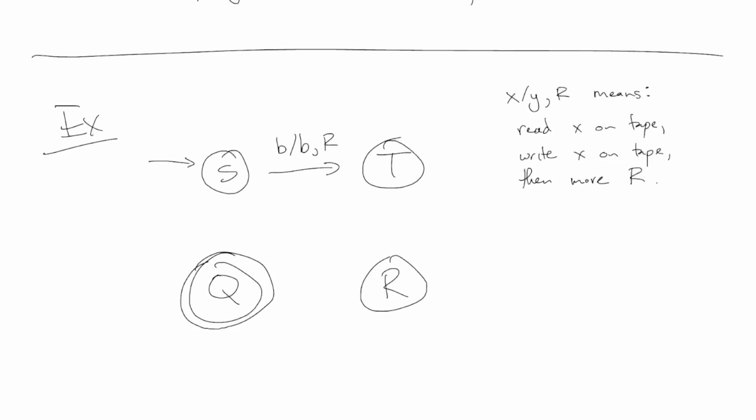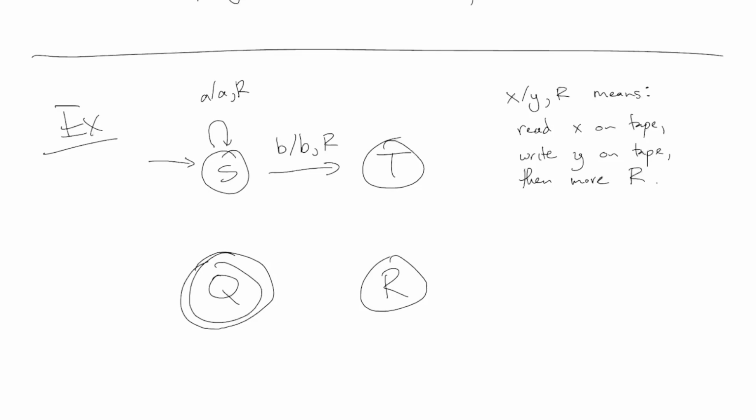Do you mean write Y on the tape? Yes, thank you. Sorry. The first thing there is what you read, the second thing is what you write, and then you move either to the right or to the left. So when you see B/B, R in this diagram, that means if you're in state S, and the head sees a B on the tape, it should change it to a B, which is to say leave it like it is, and then move to the right and switch into state T. I'm going to fill in a bunch of other arrows here, and then we'll talk about what kinds of strings are accepted by this machine.